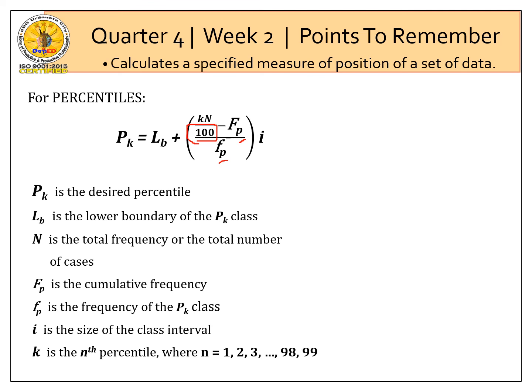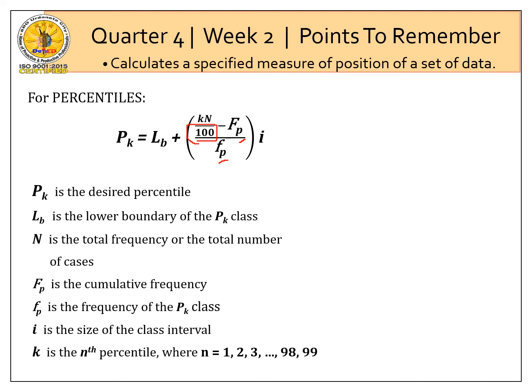Where p sub k is the desired percentile, L sub b is the lower boundary of the percentile class, n is the total frequency or the total number of cases, capital F sub p is the cumulative frequency, small f sub p is the frequency of the percentile class, I is the size of the class interval, k is the nth percentile where n is equal to 1 up to 99.